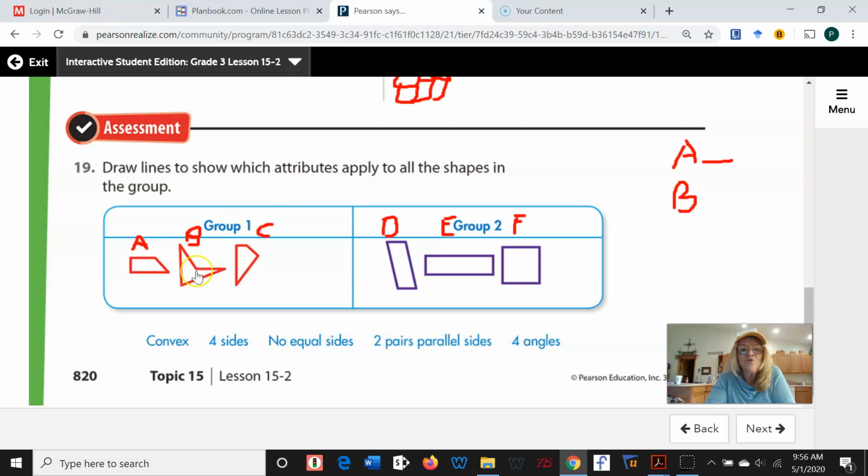Then you're going to move on to B, and I'm going to let you work on that. Make sure you ask Mom and Dad if you have any questions. For B, look: is it convex? Does it have 4 sides? Are there no equal sides? Are there two pairs of parallel sides? Does it have four angles? And you will write down everything that it has. Then you'll do the same thing with C.